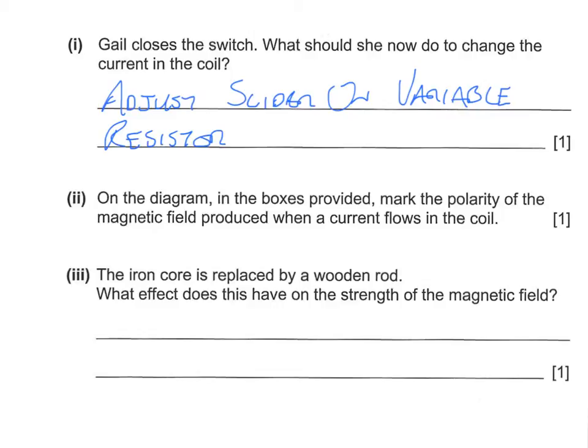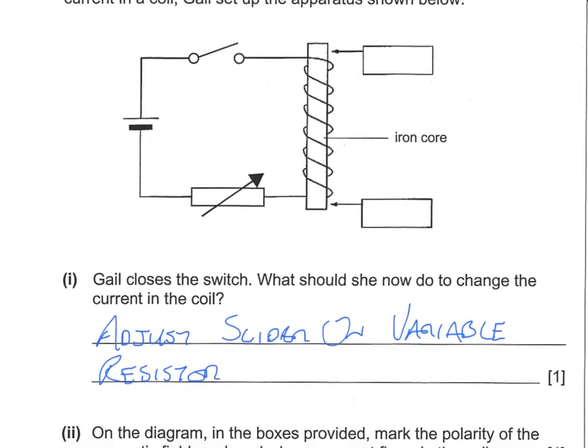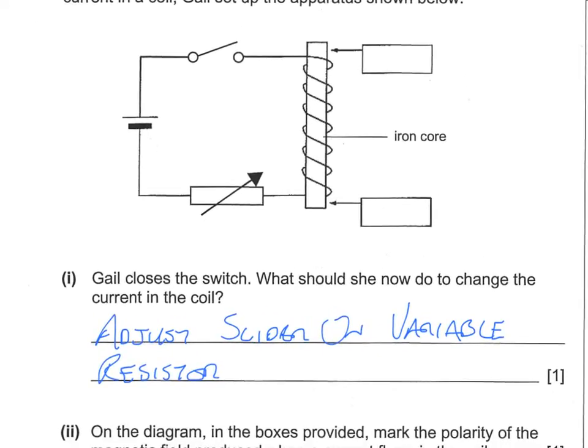On the diagram in the boxes provided, mark the polarity of the magnetic field produced when a current flows in the coil. So we have to identify these poles. So first we have to identify the direction of current flowing. So as you can see, we've got a positive terminal here, which means the current is coming up when the switch is closed this way, so it's going across that way in all of these coils, and then it comes back this way. So that's all you're doing at that point.